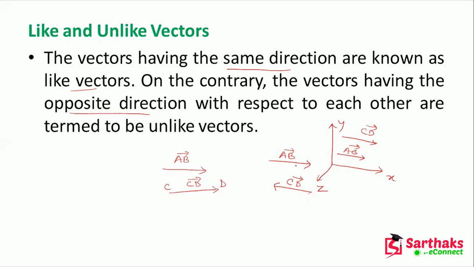But if AB and CD are both in opposite directions, then these are called unlike vectors. That means like or unlike depends on the direction of the vector. Both may be of the same magnitude or different magnitude, but that is not so important for defining like or unlike vectors. For like vectors the same direction should be there, and for unlike vectors, whether you take two or three vectors, all these vectors should not have the same direction, right? So these are the like and unlike vectors.